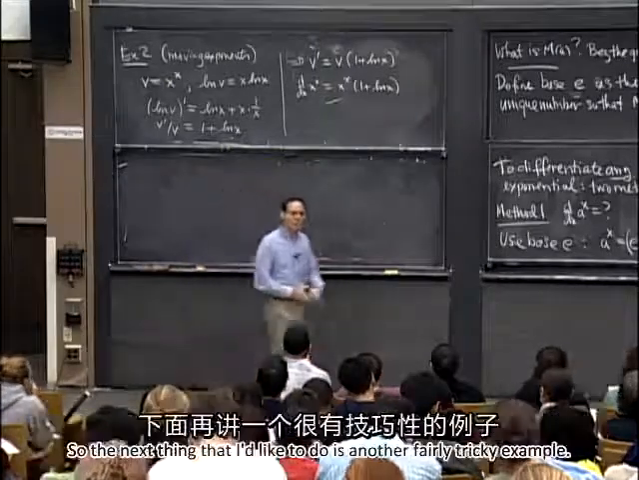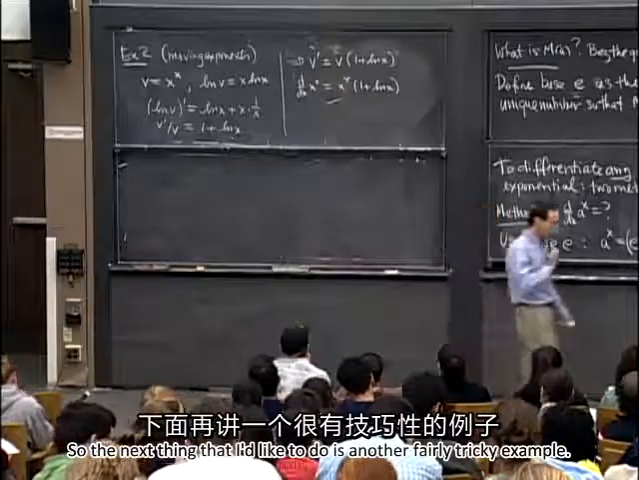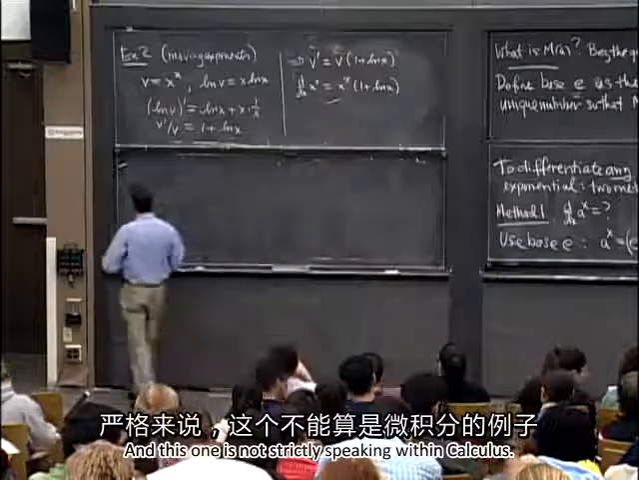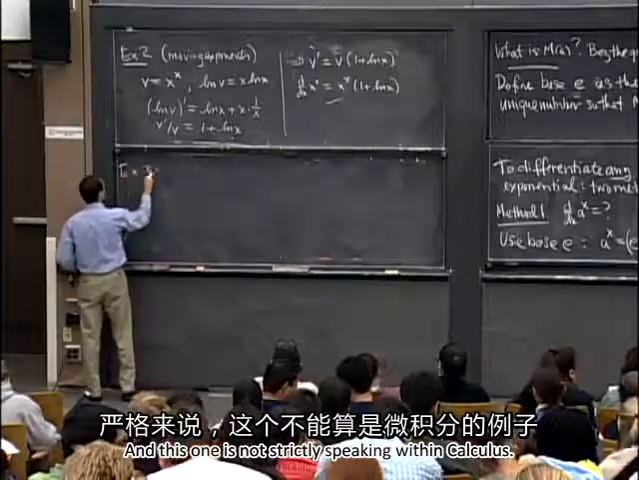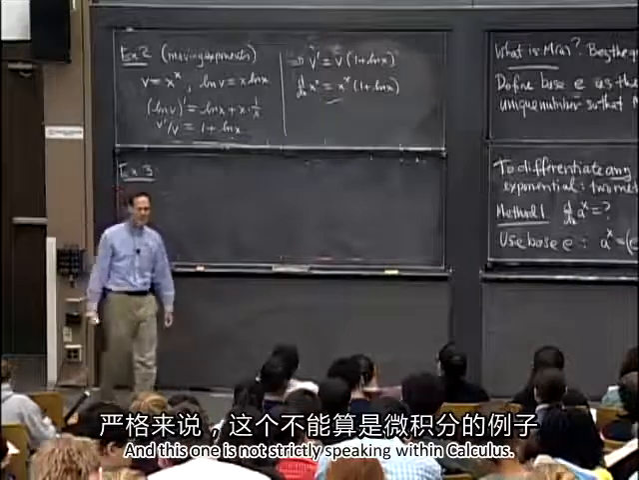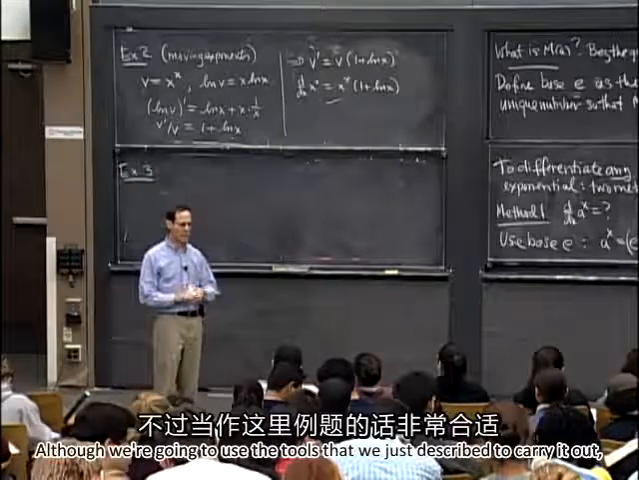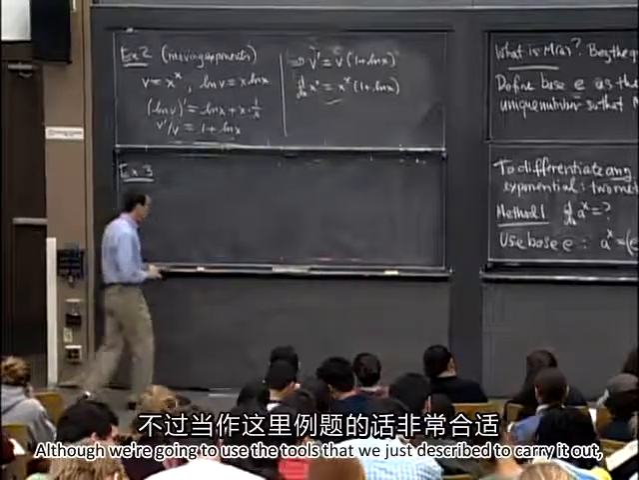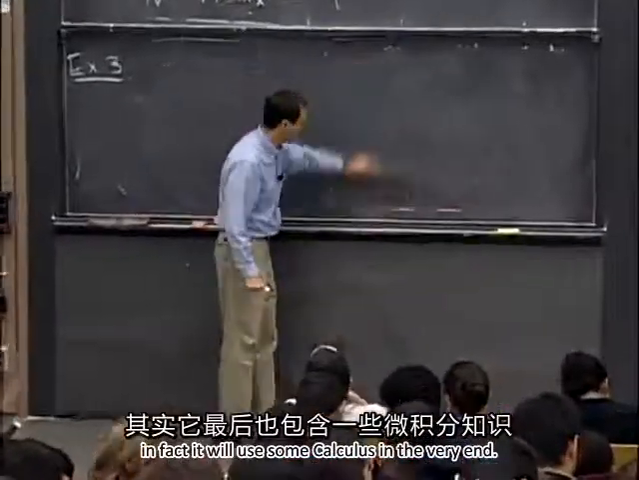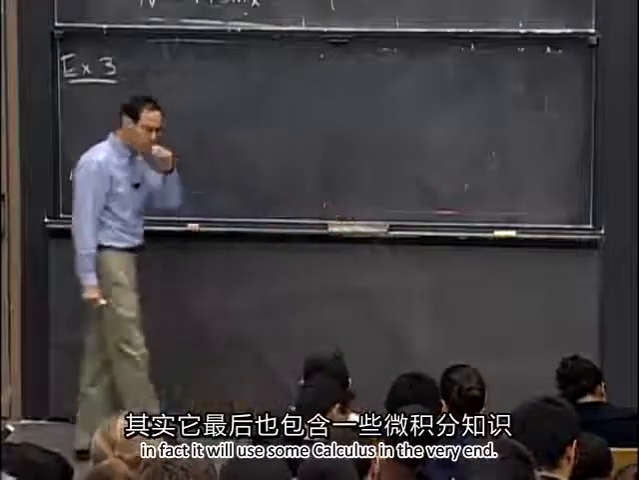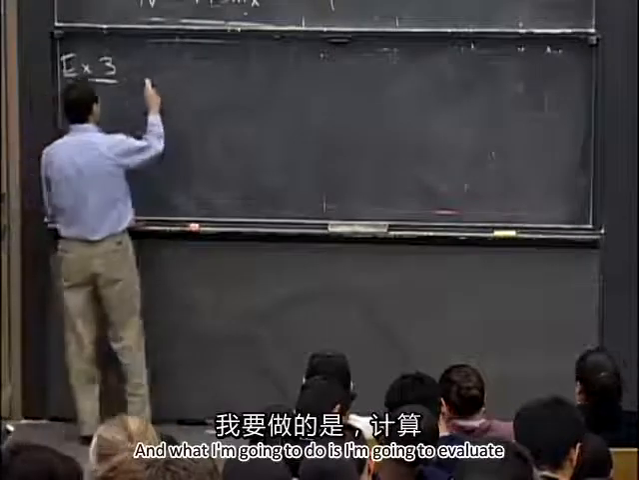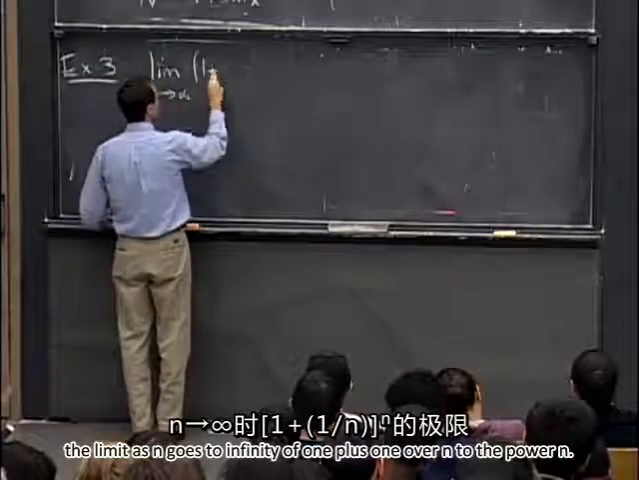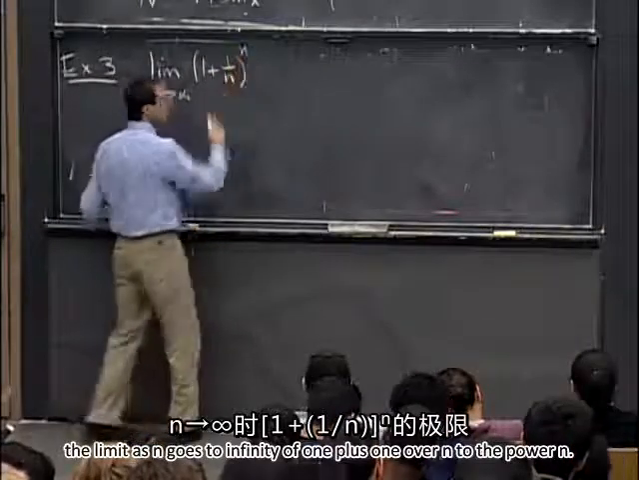So the next thing that I'd like to do is another fairly tricky example. And this one is not, strictly speaking, within calculus, although we're going to use the tools that we've just described to carry it out. In fact, it will use some calculus in the very end. All right? And what I'm going to do is I'm going to evaluate the limit as n goes to infinity of 1 plus 1 over n to the power n.